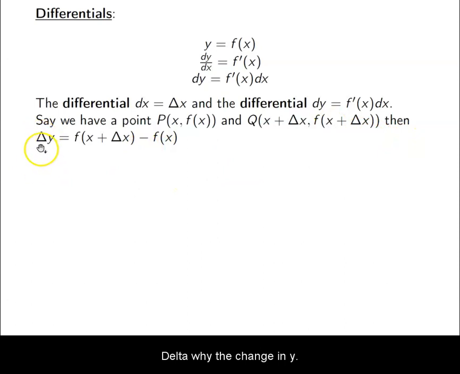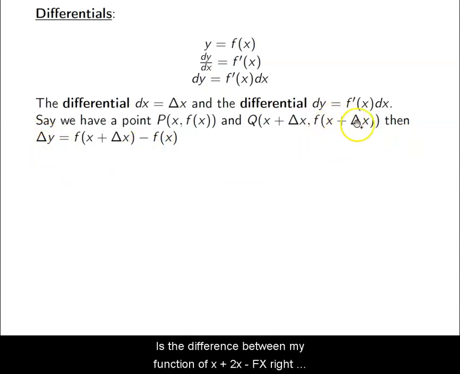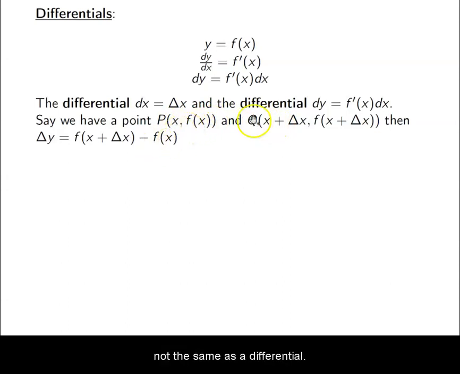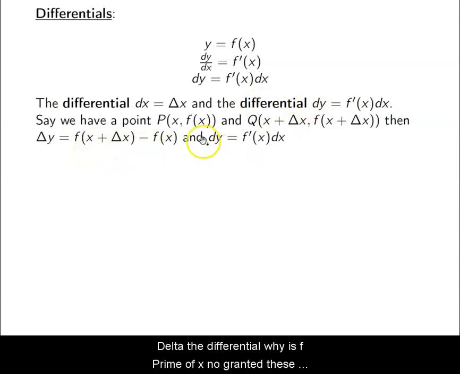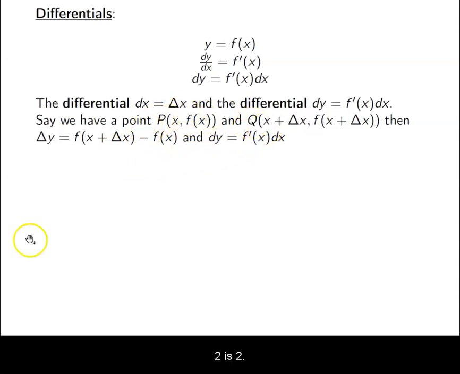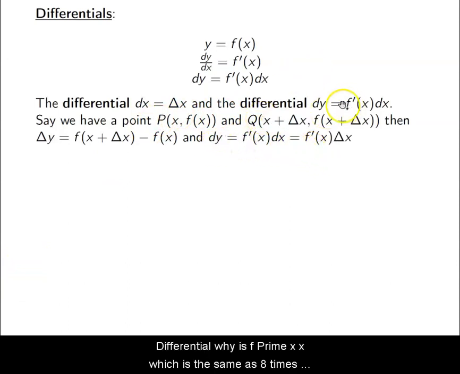Delta y, the change in y, is the difference between my function of x plus delta x minus f of x, right? So the change in y is the change in the outputs. That is not the same as the differential, okay? So the differential of y is f prime of x delta x. Now, granted, these two values are close together in value, depending on how close my point q is to p. So again, the differential y is f prime times dx, which is the same as f prime of x times delta x.